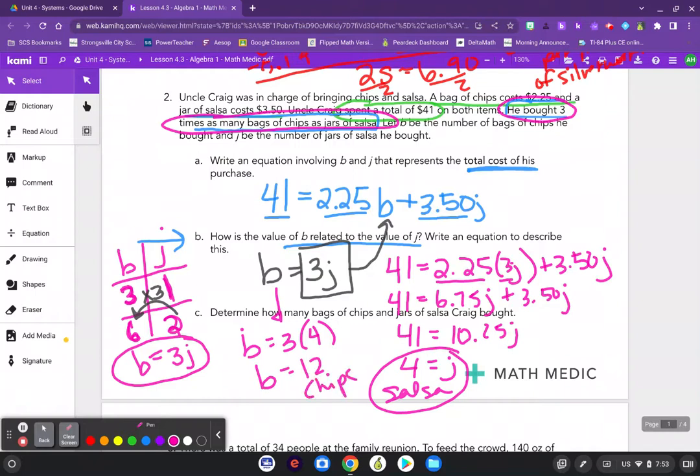And that sounds right to me. He bought 3 times as many bags of chips. I should have more chips. I do. I have 12 bags of chips and 4 jars of salsa. All right, so that's what we worked on in class today.